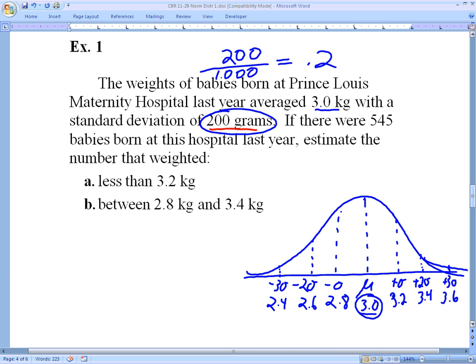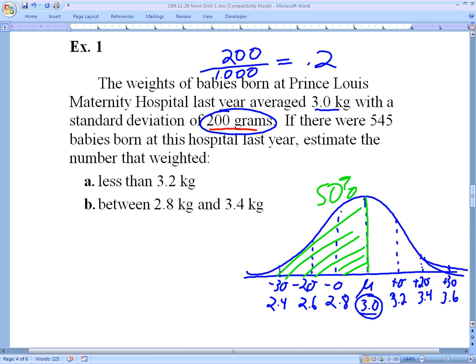So we want to know the number that weighed less than 3.2 kilograms. Well, we can shade here, and if I go right down the middle, that's 50% of my data already, because I cut it in half. So everybody who's less than the mean, that's half my data. Anyone who's more than the mean is also half my data. Here we're looking at 3.2 kilograms. So already I've got 50% of my data all the way to the left.